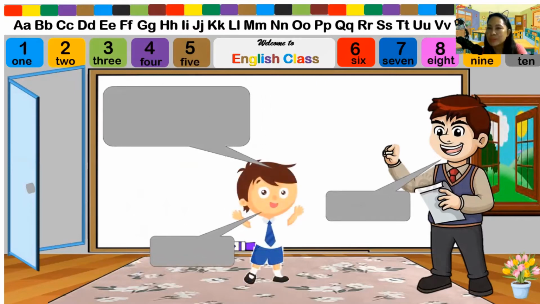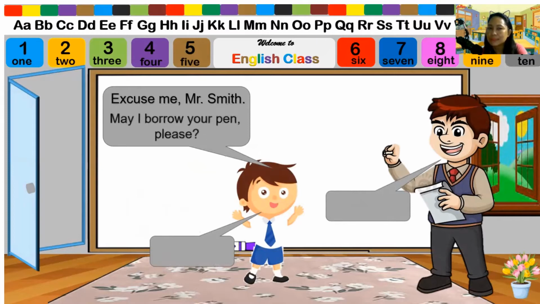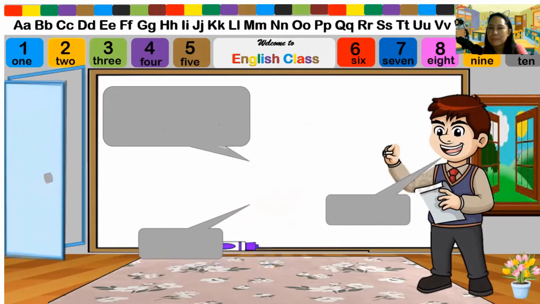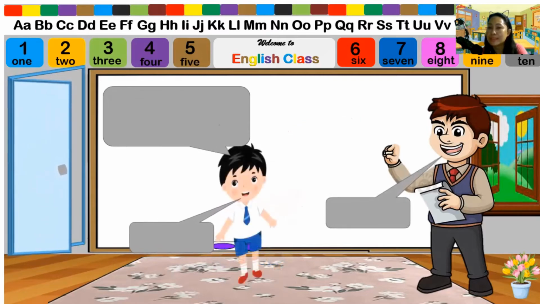Okay. How do we call someone's attention? We say, excuse me. And then we say the name. So here, this is Mr. Smith. Excuse me, Mr. Smith. May I borrow your pen, please? And then Mr. Smith will say, yes, you may. And then we don't forget to say, thank you. Okay. This is what a polite kid should say.